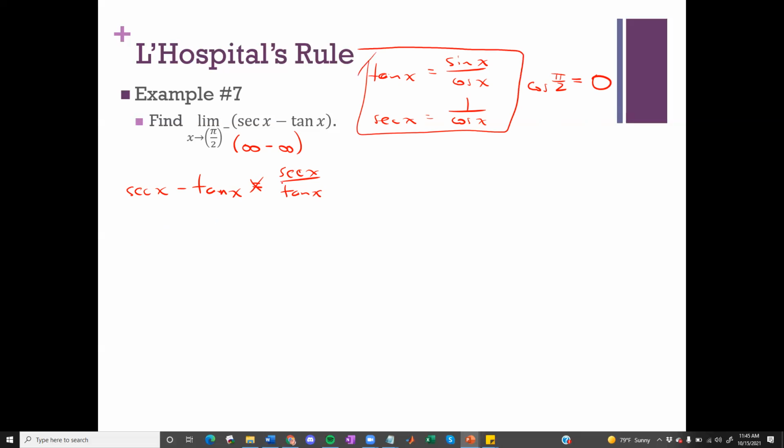Hopefully you're okay with these definitions of tangent and secant, because what I can do is this: the limit as x approaches pi over 2 from the left of secant of x, which is 1 over cosine x, minus tangent x, which is sine of x over cosine of x. And since they have the same denominator, I can bring them together. So yes, infinity minus infinity is one of those indeterminate forms, but it's not the one that L'Hopital's rule deals with directly.